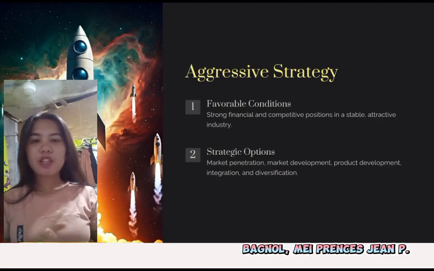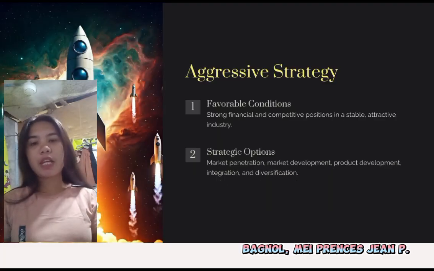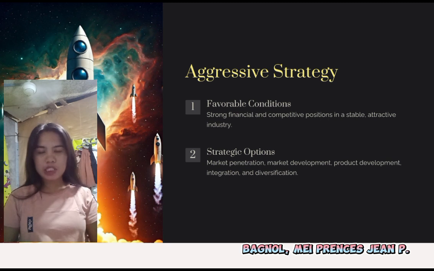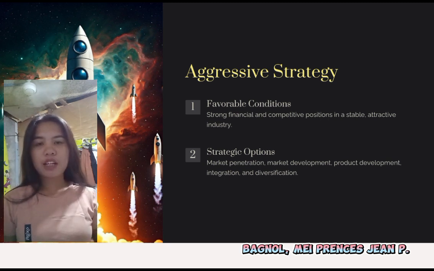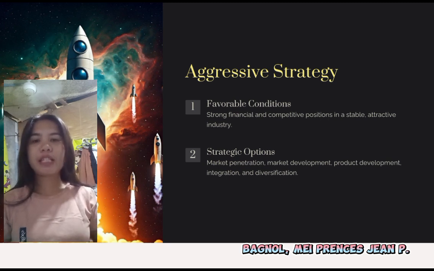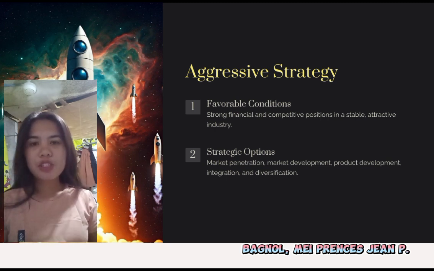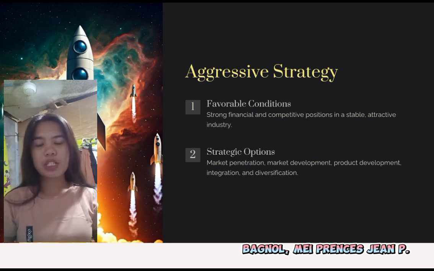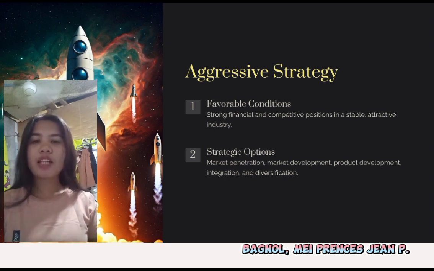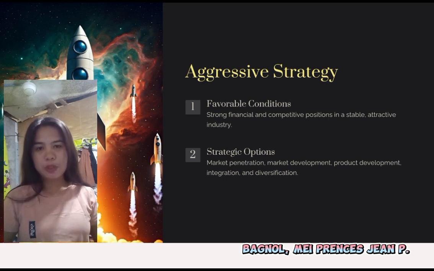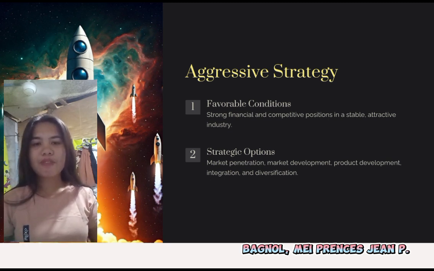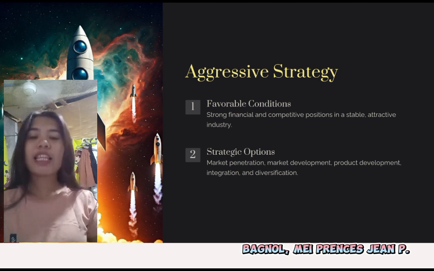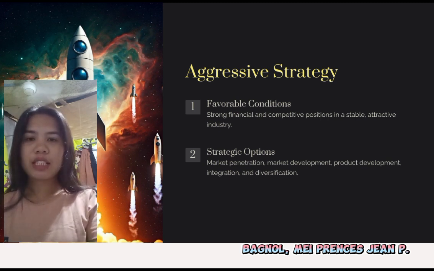So, the four types of strategy of the SPACE matrix. First is the aggressive strategy. The aggressive strategy has two parts. First is favorable conditions: a strong financial and competitive position in a stable or attractive industry. Second is the strategic options: market penetration, market development, product development, integration, and diversification.